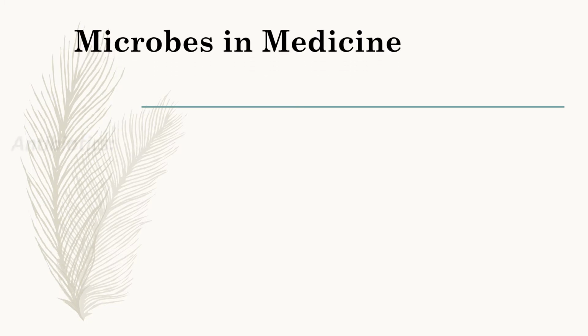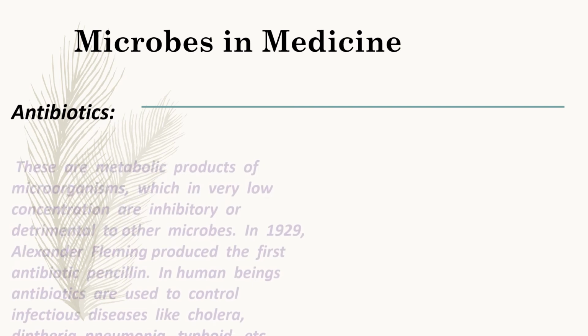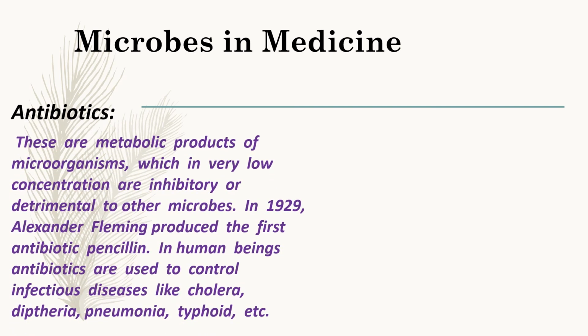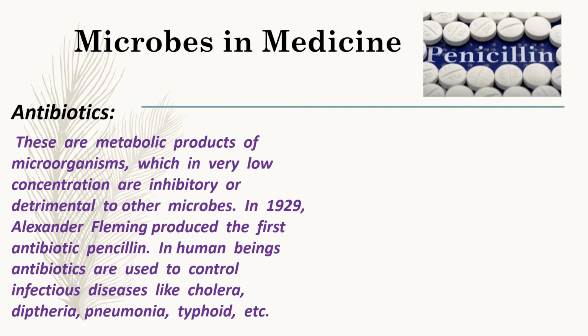Microbes in medicine. Antibiotics. These are metabolic products of microorganisms which, in very low concentration, are inhibitory or detrimental to other microbes. In 1929, Alexander Fleming produced the first antibiotic, penicillin. In human beings, antibiotics are used to control infectious diseases like cholera, diphtheria, pneumonia, typhoid, etc.